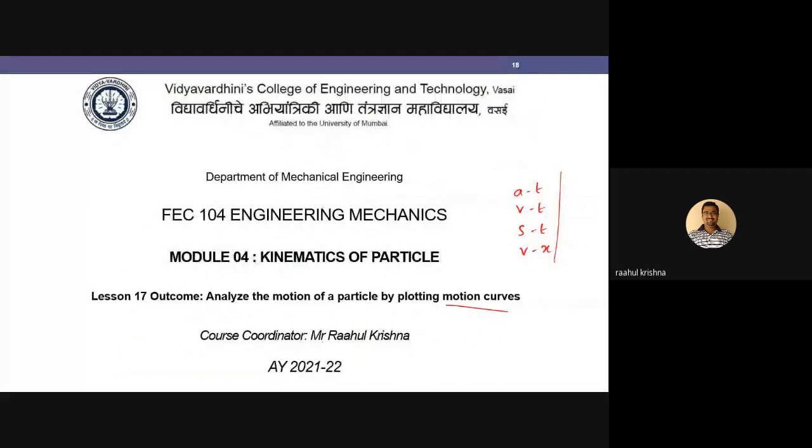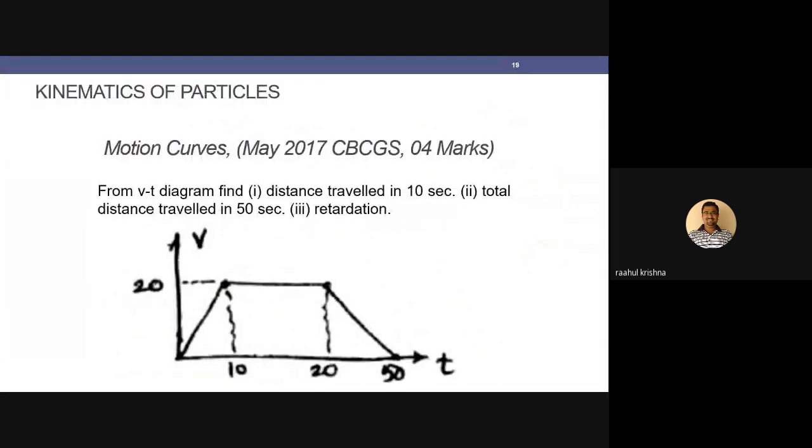Today we'll continue that discussion and take another couple of interesting problems. Here I am given the velocity-time graph, and from it I am supposed to find the distance traveled in the first 10 seconds, then the total distance traveled in 50 seconds, and finally the retardation. What is meant by retardation? The other terms are fine, but retardation is a different term. Can you tell me what it is?